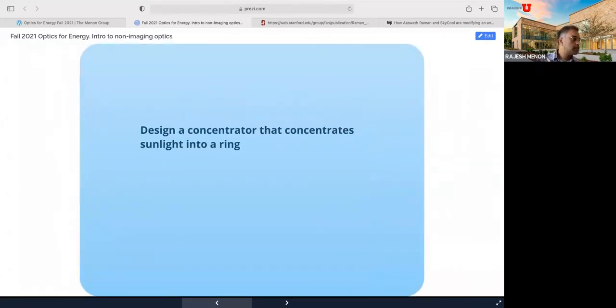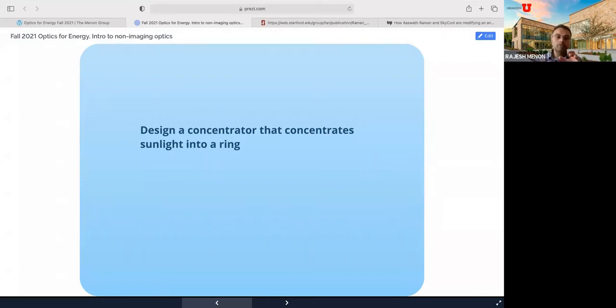So I want to give one more practice example now. We've talked in 2 lectures about non-imaging optics, and another 2 lectures on imaging optics. I want you to think about this particular problem as a practice. Design a concentrator that concentrates sunlight into a ring, not a spot. So far we've thought about a spot, but how do you concentrate it into a ring?